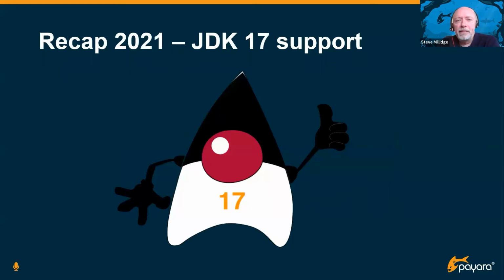We've also delivered JDK 17 support. Obviously, 2021 was a big year for the JDK, with JDK 17 being the next LTS release. The Payara Platform Community 5 supports JDK 17, and Enterprise will support it as an officially supported platform very soon. So that came in as well. You can run JDK 17 applications on the Payara 5 platform, and that will continue obviously in Payara 6.